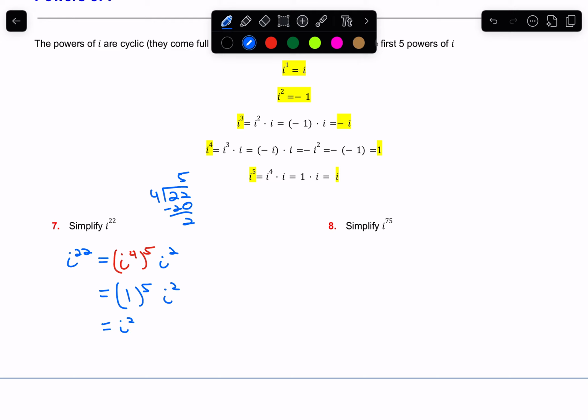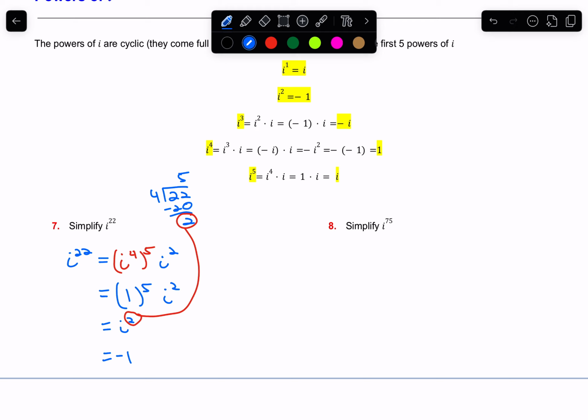Okay, so we can skip all those steps and just say that i squared, where 2 is the remainder when we divide, is what i to the 22nd simplifies to be. So all you need to do to simplify powers of i is divide by 4 and put the remainder as our new exponent. All right, but we're not quite done yet because i squared is negative 1. So in the end, we can say that i to the 22 is just equal to negative 1.